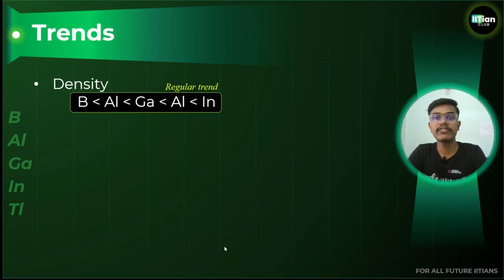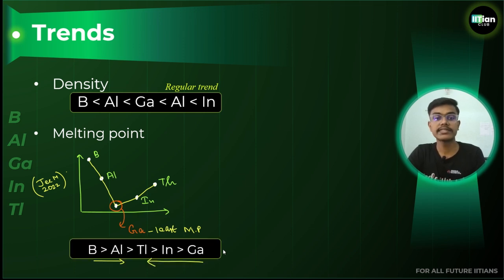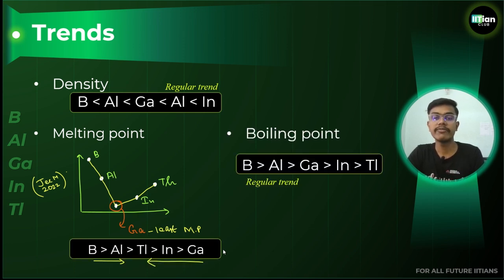Next we have density. It follows the regular trend of increasing down the group. In melting point you can note that it is decreasing from boron till gallium and then it is increasing. Gallium has the least melting point and this was tested once in JEE Mains 2022. Next you have boiling point and it follows the regular trend of decreasing down the group.